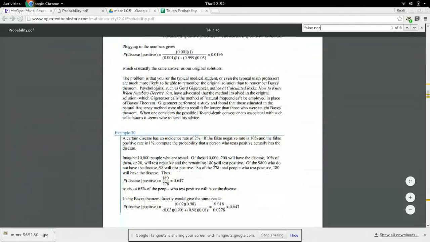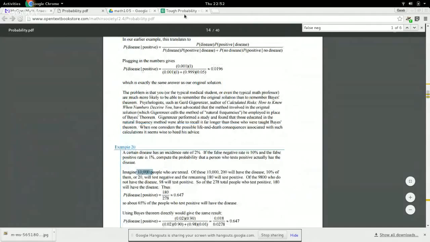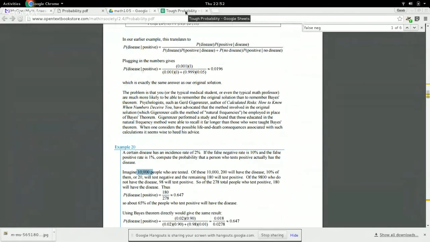And then there's a walkthrough of one of these problems, very similar to the one we have here with slightly different numbers, and how to go through with imagining 10,000 people. I'm going to take a similar but different approach to it there. All right, so to do so, I'm going to whip out a spreadsheet.